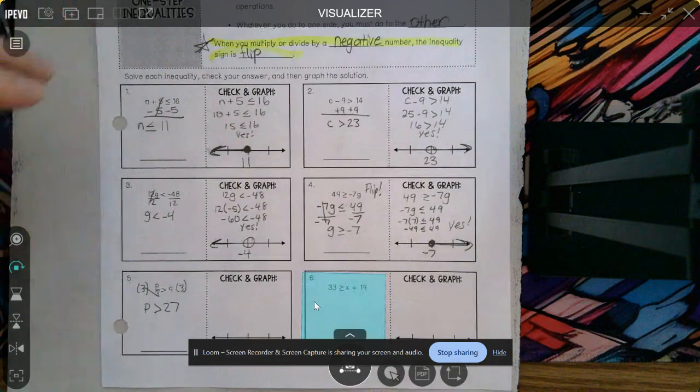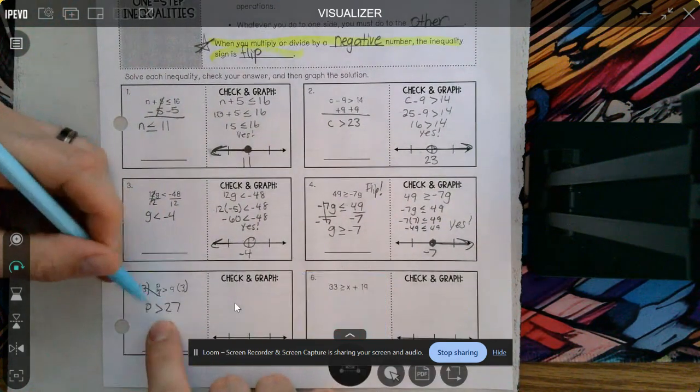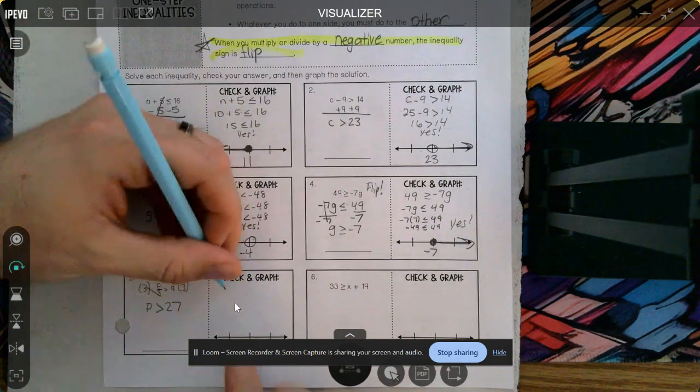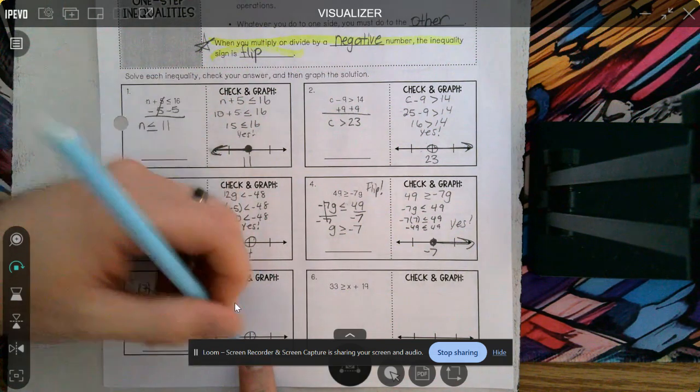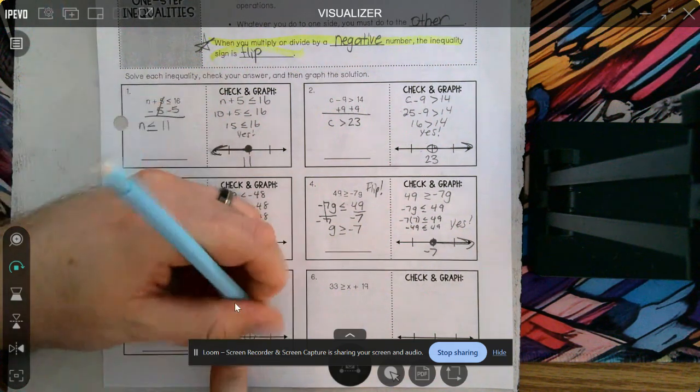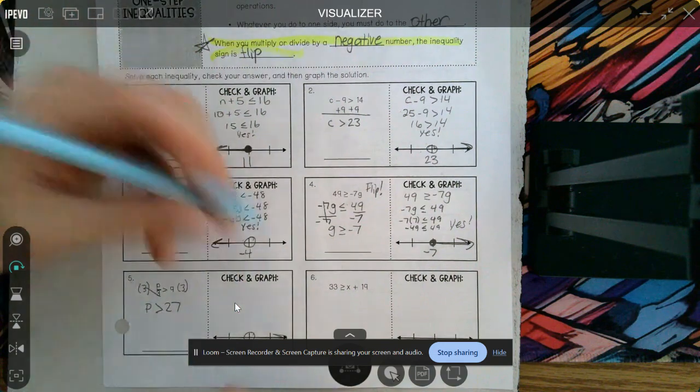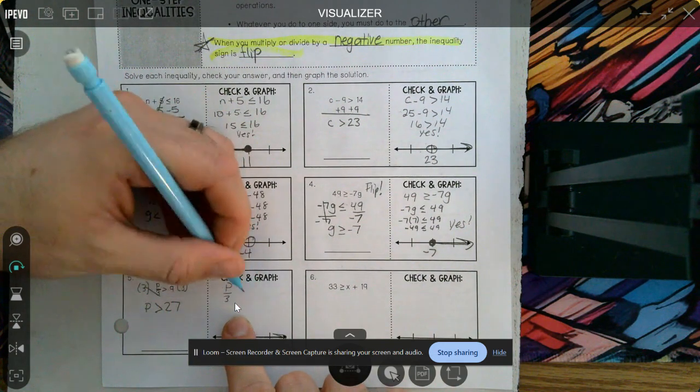All right, here's your work for number 5. I started it for you. Multiply by 3 on both sides. You get P is greater than 27. So over here, I'm going to put an open circle at 27, graphed to the right because it's pointing to the right. And then now we're going to rewrite our inequality so we can check it.